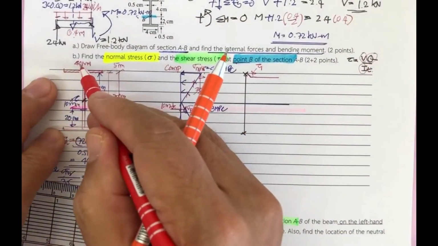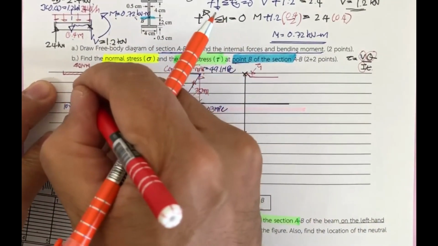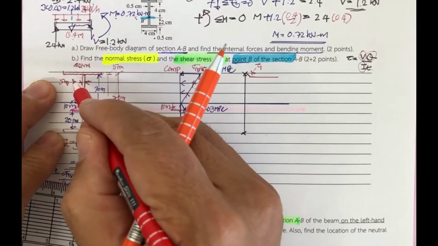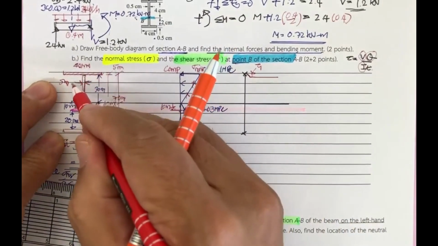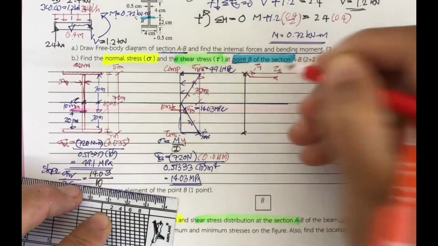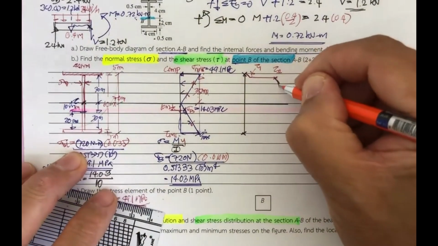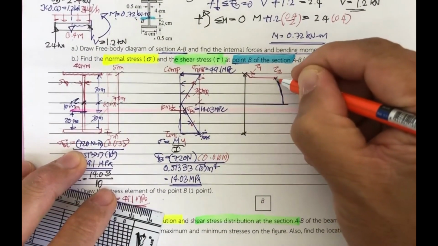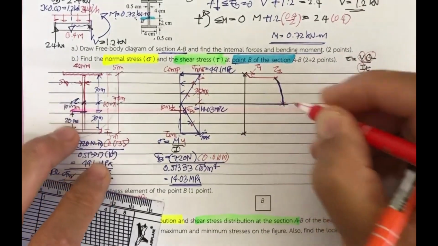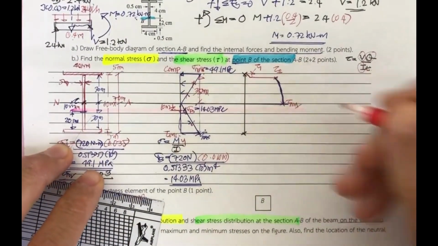This one is 40 millimeter, and this one is only 5 millimeter. So the value here is going to be 8 times different, so this is going to get larger. Let's say this is tau 2. Then the shear stress of the section will increase in a parabolic manner, and the tau max occurs at the neutral axis. That is going to be tau max.